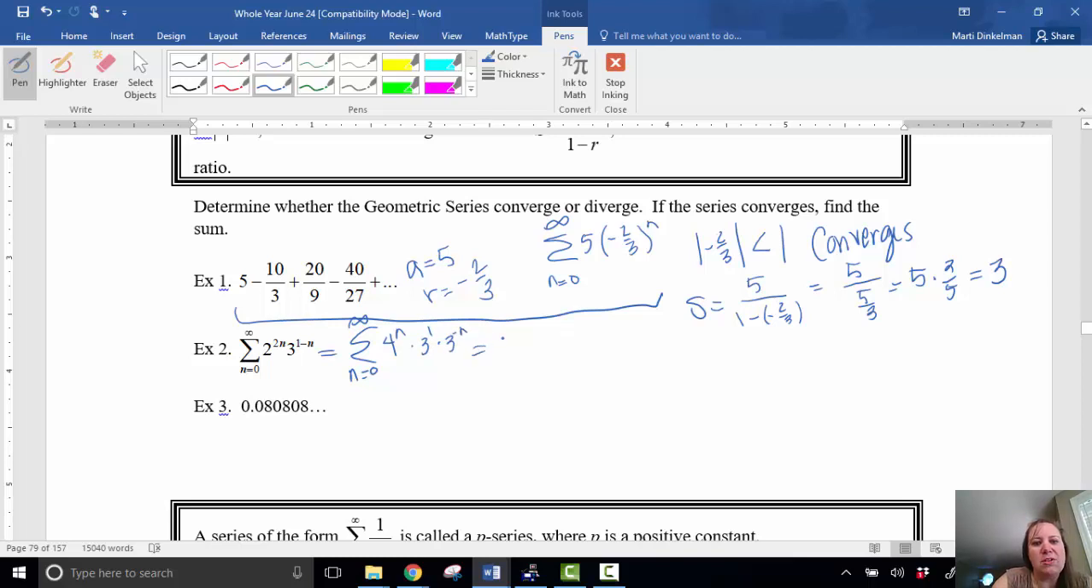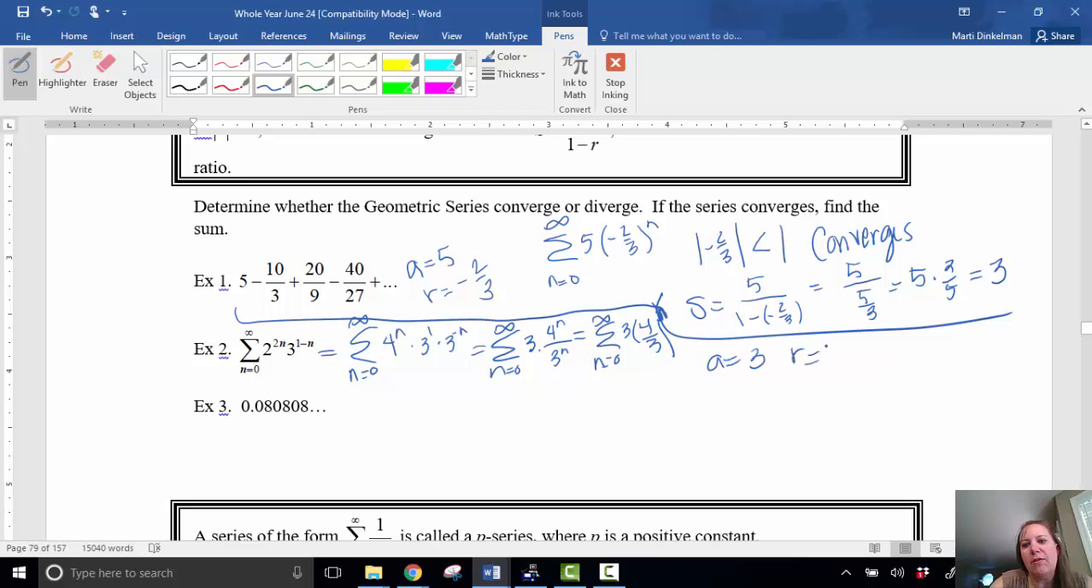And let's just go one more step then. I have a 3 to the 1 and then I have a 4 to the n and a 3 to the n, and maybe even one more step, and maybe you could have skipped some in here, which is fine. And I have 3 and then 4/3 to the n. That's an n up there. So on this one, my a value is 3 and my r value is 4/3. Well, 4/3 is greater than or equal to 1, which means that this one diverges. It's an r, diverges.